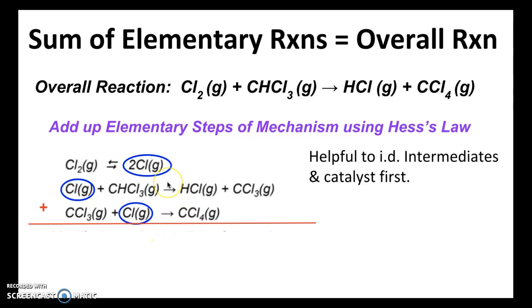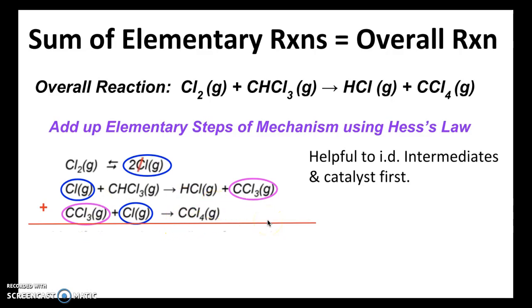Now I'm going to look for any other intermediates. CHCl3 is a reactant, so I'm not going to circle that. HCl is a product. CCl3 is not a product, okay? And I find it again on the reactant side of the third step. So first it's a product, then it's a reactant, it's definitely an intermediate. Okay, and CCl4 is a product, so I'm not going to cancel that out.